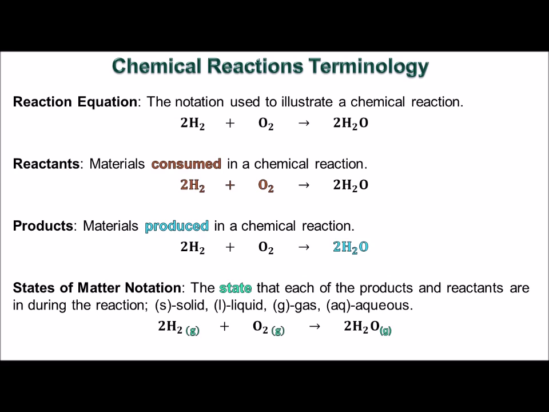A reaction equation is the notation used to illustrate a chemical reaction. This is the chemical equation for the reaction of hydrogen gas with oxygen gas to form water vapor. The reactants are materials consumed in a chemical reaction, and products are materials produced in a chemical reaction. For the formation of water, hydrogen and oxygen gas are the reactants, and water is the product.